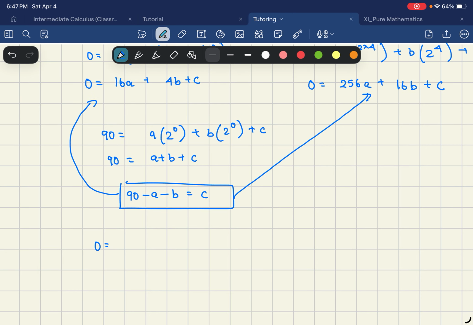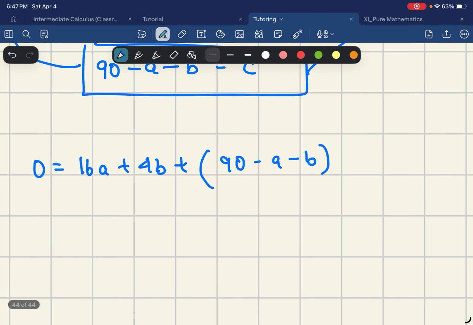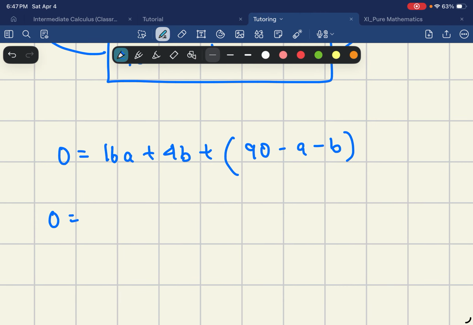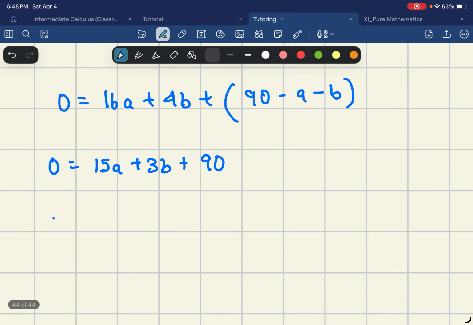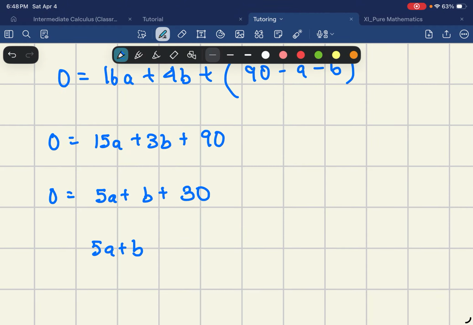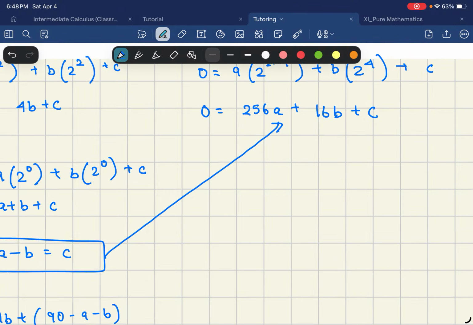So 0 is equal to 16a plus 4b plus c, and c is just 90 minus a minus b. When you simplify this, you get 16a minus a, that is 15a, 4b minus b, that is 3b, plus 90. And you can divide by 3. Everything here is divisible by 3. So you get 5a plus b plus 30. So 5a plus b is negative 30. So that is equation 1. And I have to substitute it here as well.